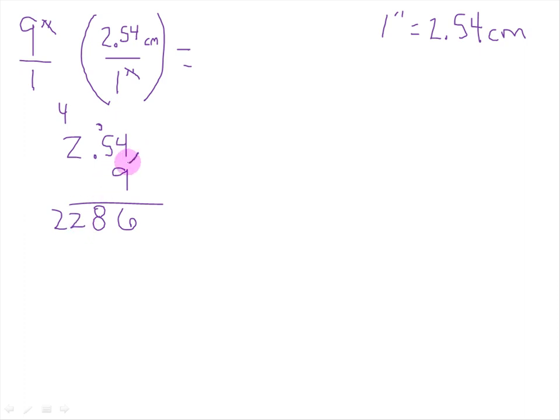And I have 2 decimal places. So I move my decimal over 2 places. And my correct answer is going to be 22.86 centimeters. So the question was, 9 inches is how many centimeters? It's 22.86 centimeters. Okay, convert 37 minutes into hours.